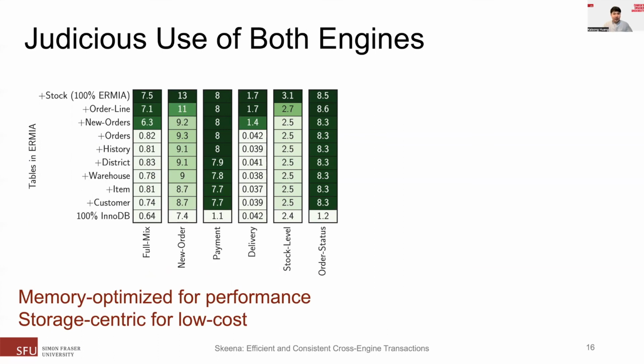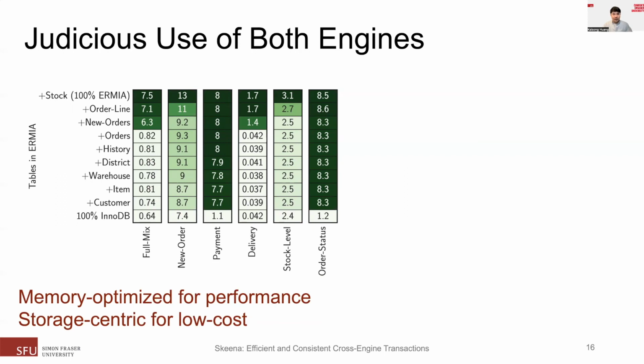Now I want to share some hands-on experience on how to use Skeena based on TPCC results. Apparently, we want to put more tables in the memory-optimized engine for performance, or put more tables in the storage-centric engine for low cost. This is a heat map of throughput of different transactions in TPCC. From bottom to top, we start from having all the tables in InnoDB and gradually move tables to ERMIA. As you can see, all the transactions get a speedup but have different sweet spots.